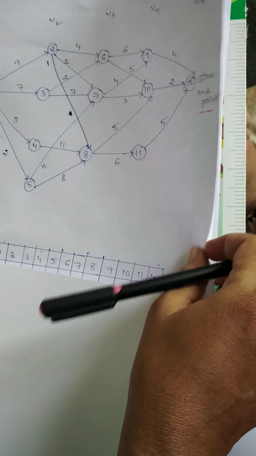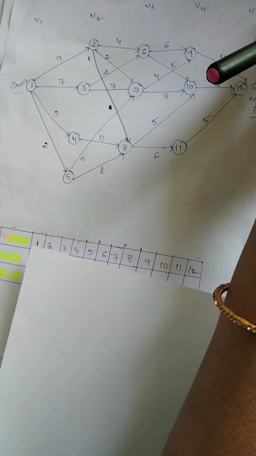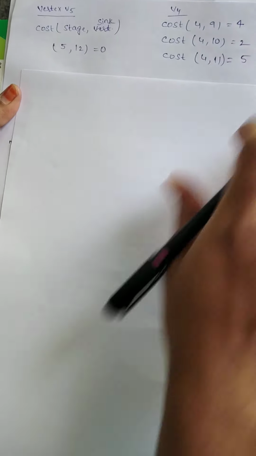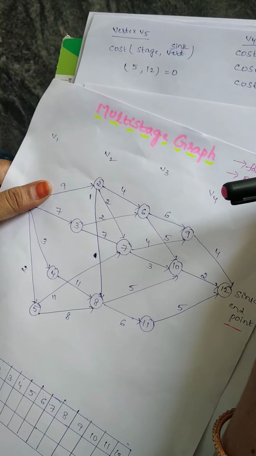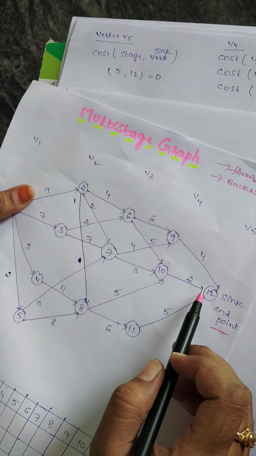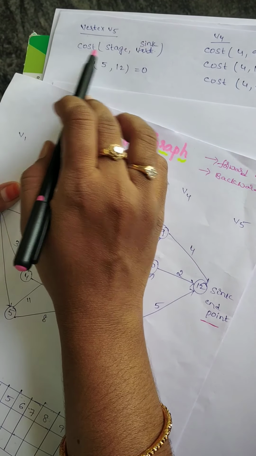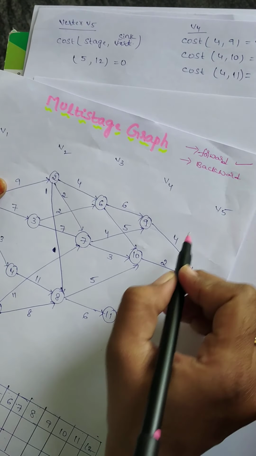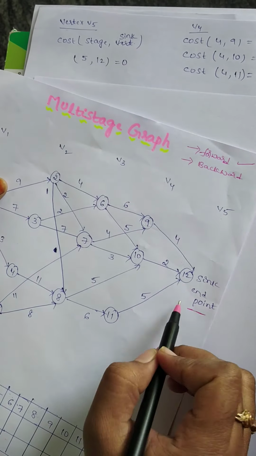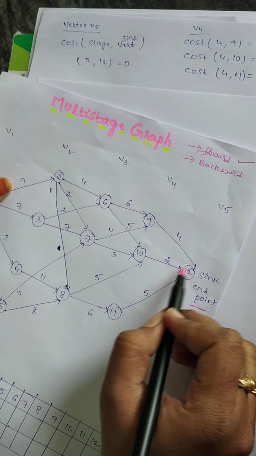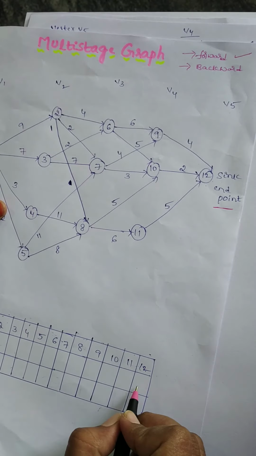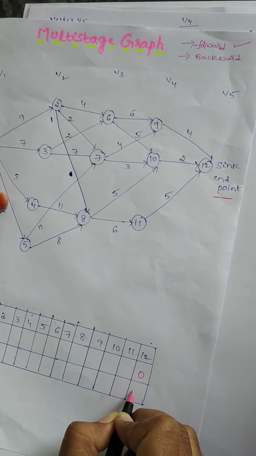Next, we see the vertex 5 value. The formula is cost of stage comma sink. Suppose the stage value is 5, so the fifth stage and the destination point is 12. No further point is there, so we take the value as 0. So the cost value is 0 at the 12th stage.